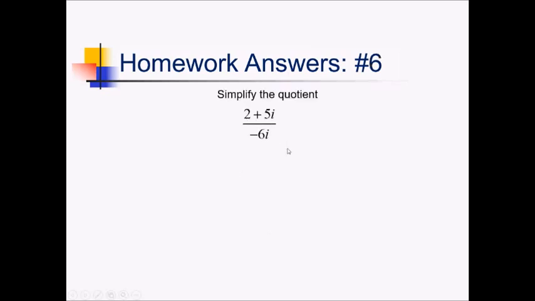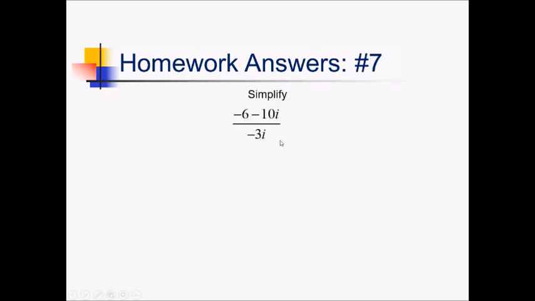To simplify this expression, we need to get the imaginary number out of the denominator. Since I only have a single term in the denominator, I can do this by just multiplying by i over itself. So distributing the i in the numerator, we're going to have 2i plus 5i squared, and we'll simplify the i squared to negative 1 in just a moment. In the denominator, we've got negative 6i squared. So now, since i squared is really negative 1, I can write negative 5 plus 2i in the numerator. And negative 6 times negative 1 in the denominator gives me positive 6. Can't simplify this anymore. There's no common factors to reduce by, so this one is done.